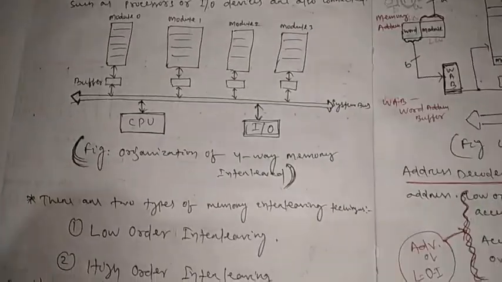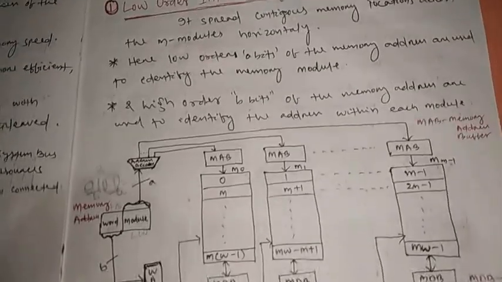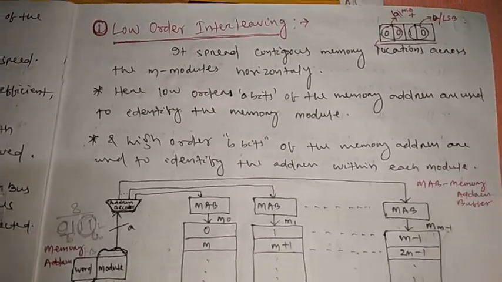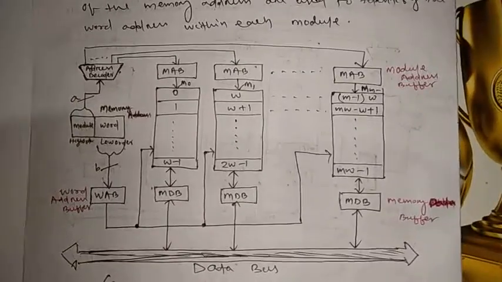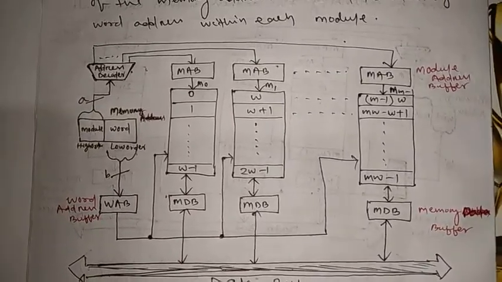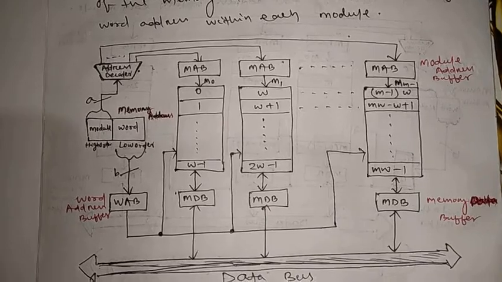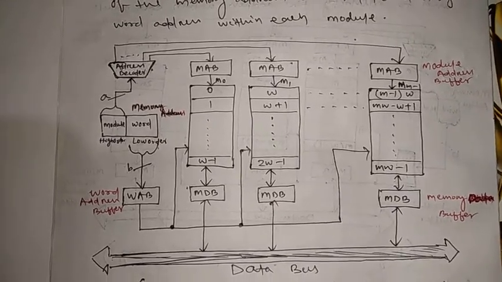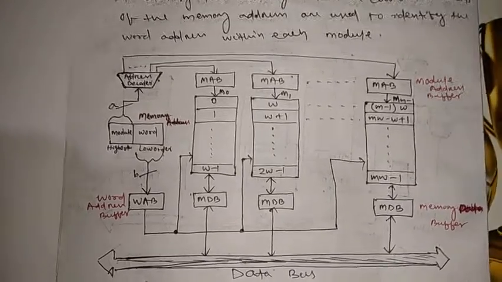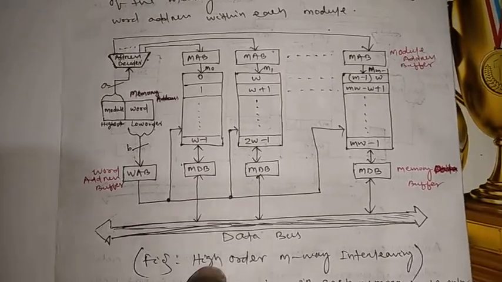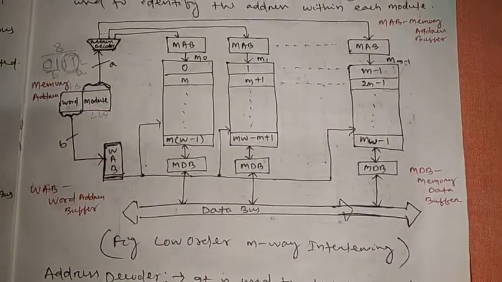So this is nothing but memory interleaving models. Memory interleaving is used to enhance the bandwidth of your computer memory, to achieve parallel processing, or you can say it is used to avoid pipeline structural hazards. This is the figure of high order memory interleaving, and this is the figure of low order memory interleaving.